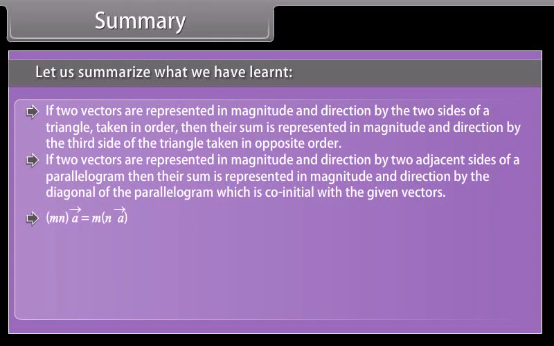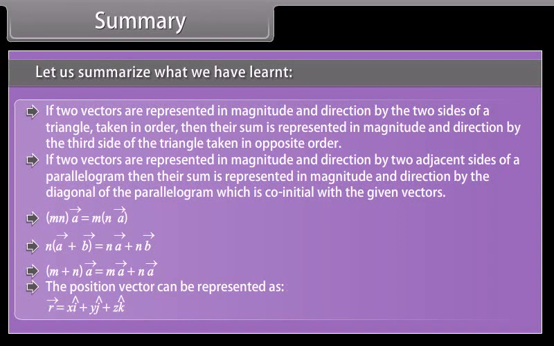m n vector A equals m into (n vector A). n into (vector A plus vector B) equals n vector A plus n vector B. (m plus n) into vector A equals m into vector A plus n into vector A. The position vector can be represented as vector r equals x cap i plus y cap j plus z cap k.